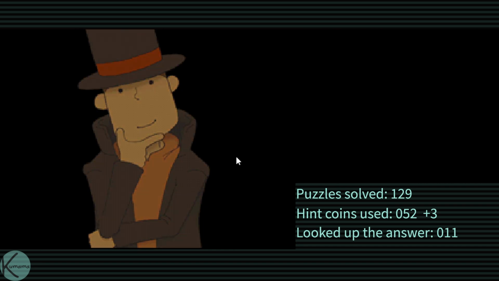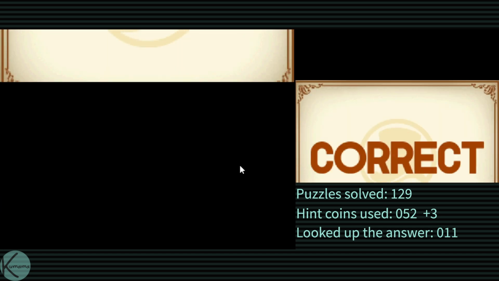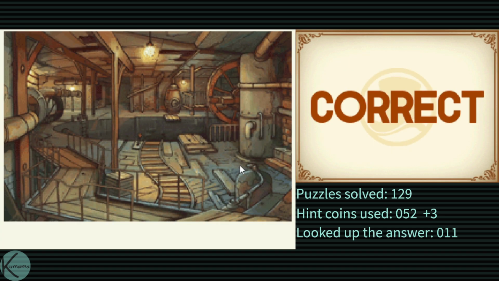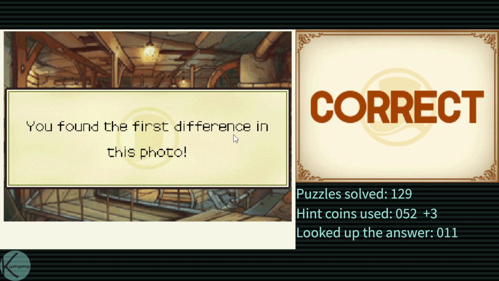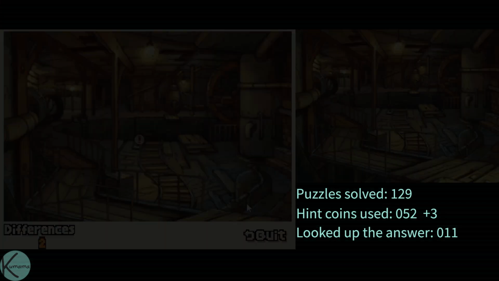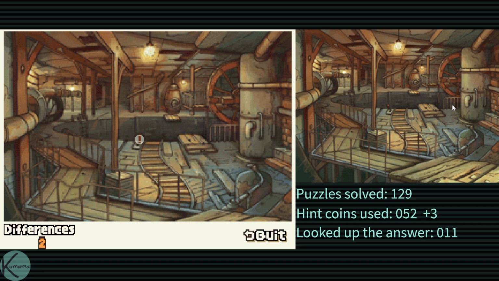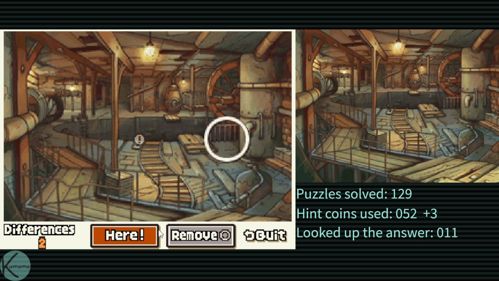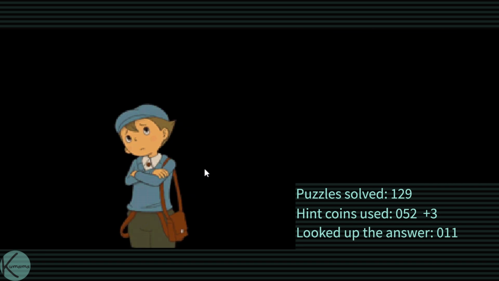Consider this puzzle solved. Ha! Wonderful. And the first difference. Pipe things, fencing. And the spoke's different. 1, 2, 3, 4. Ha ha ha ha. There's another spoke in those stair or railing.